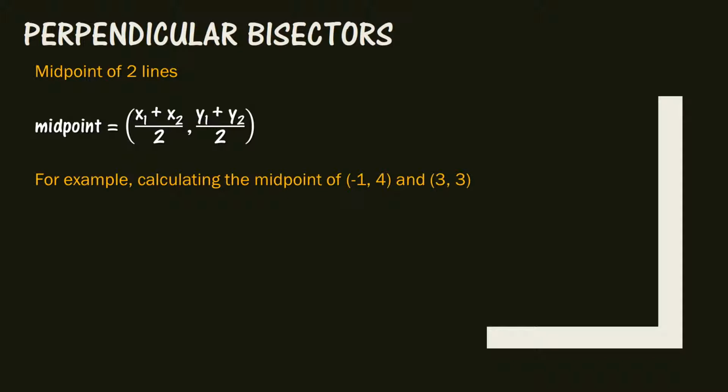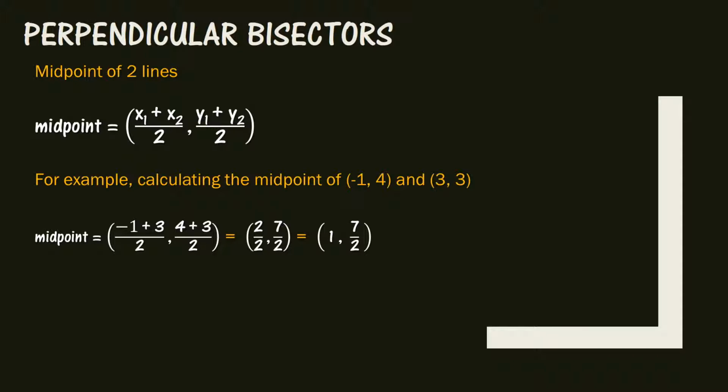So for example, if I calculate the midpoint of minus 1, 4 and 3, 3, I can let x1, y1 be minus 1, 4 and x2, y2 be 3, 3. If I pop those in, I'll have the two x coordinates, minus 1 and 3. So minus 1 plus 3 gives me 2. And that's divided by 2, and that will give me 1. If I do the same with the y coordinates, we've got 4 plus 3 is 7. 7 over 2. You can leave it as a fraction, 7 over 2, or think of it as 3.5 if you so wish.